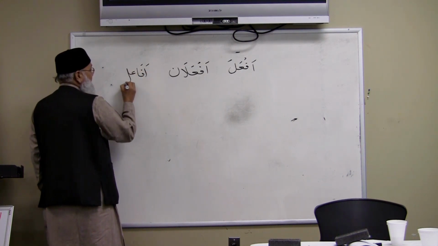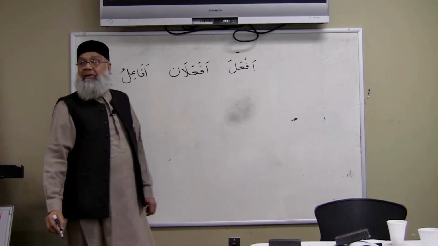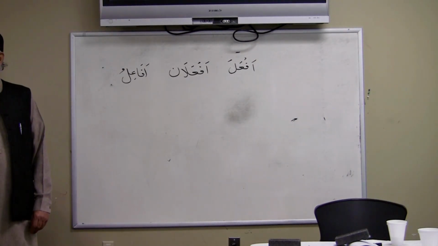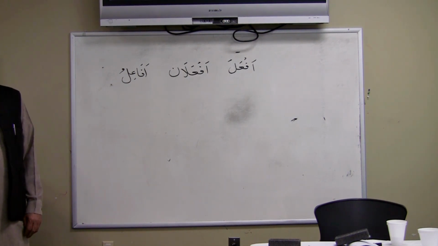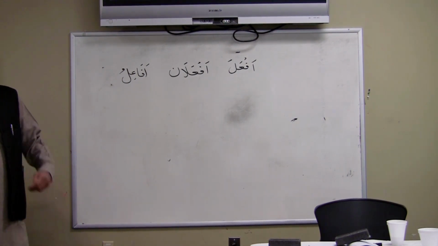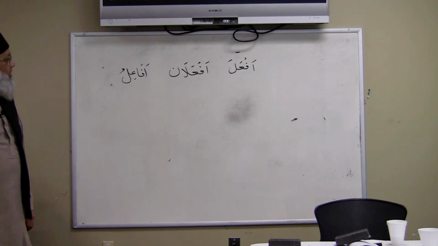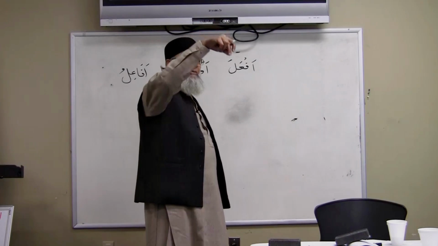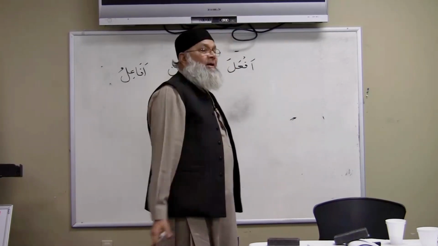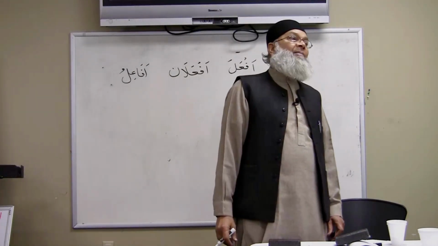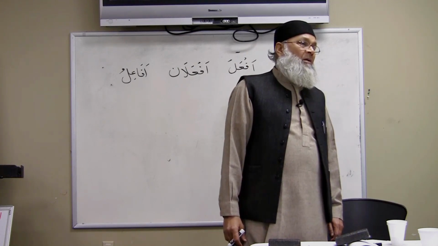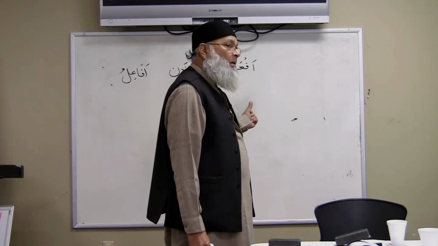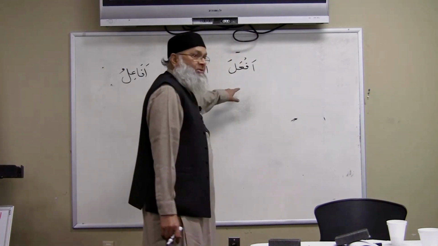What's the title of this section? Akabiru, right? The afalu for comparison, afalu tafdeel. Tafdeel means supremacy. One bigger will be called akbaru, two biggers will be called akbarani, and all biggers will be called akabiru. All three are for masculine.